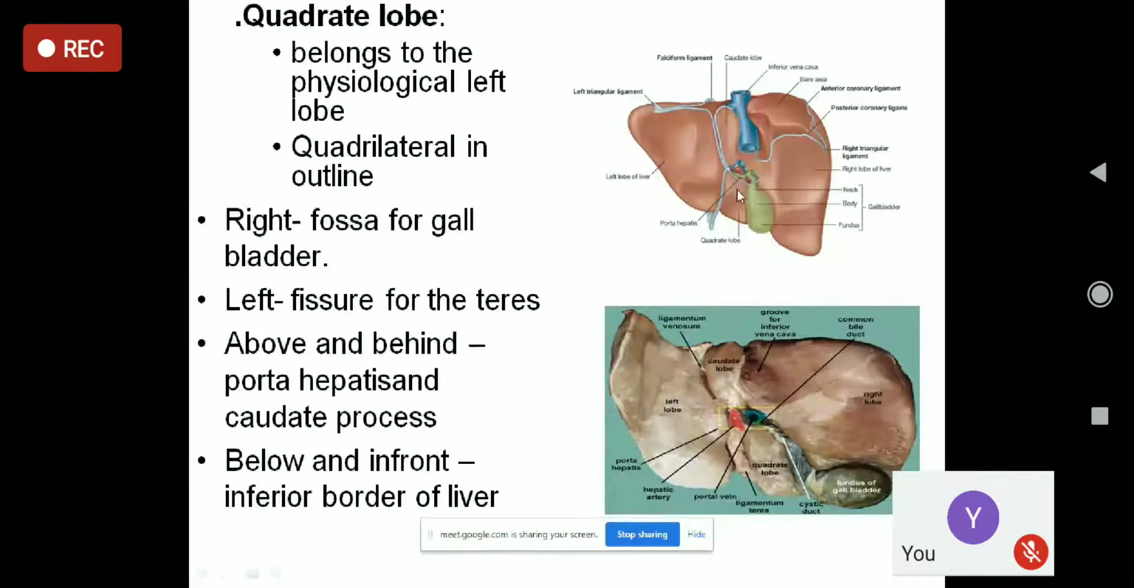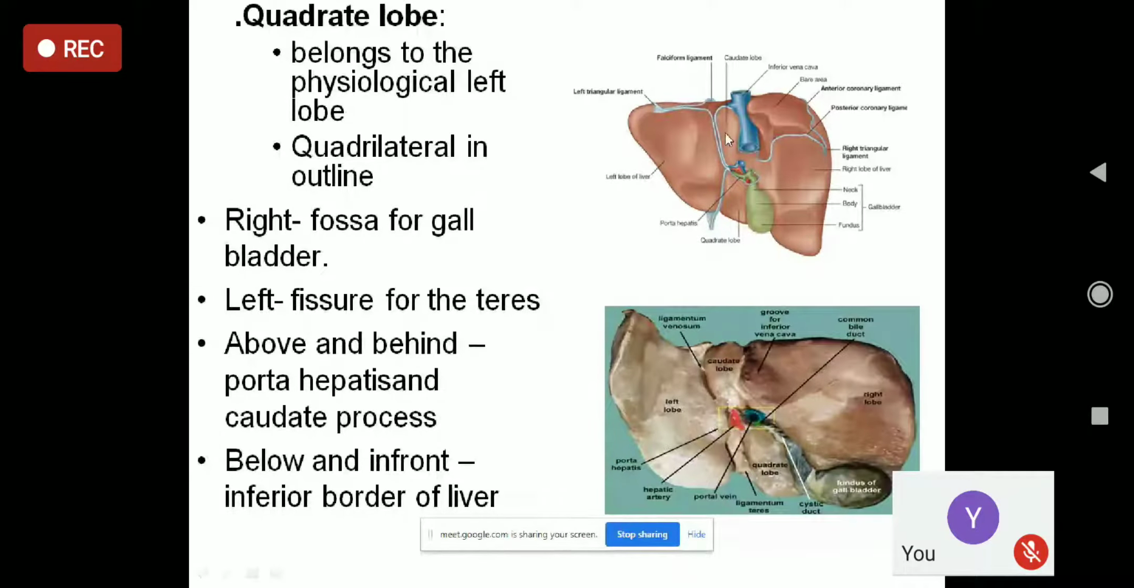The quadrate lobe belongs to the left lobe and it is quadrangular in shape. On its right side lies the fossa for the gallbladder. I'm telling you again, as we are viewing this from the inferior surface, it seems like this is left, but this is actually right. So this right side has the fossa for the gallbladder. On the left side is the fissure for the ligamentum teres. Above and behind are the porta hepatis and the caudate process. Below and in front is the inferior border of the liver.